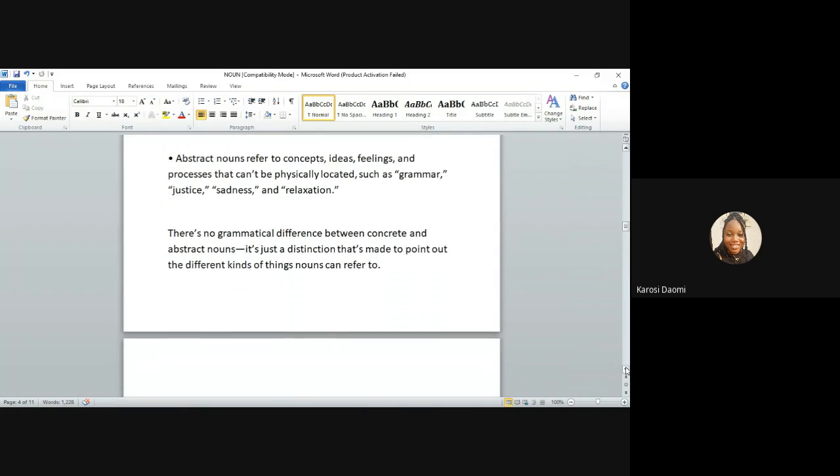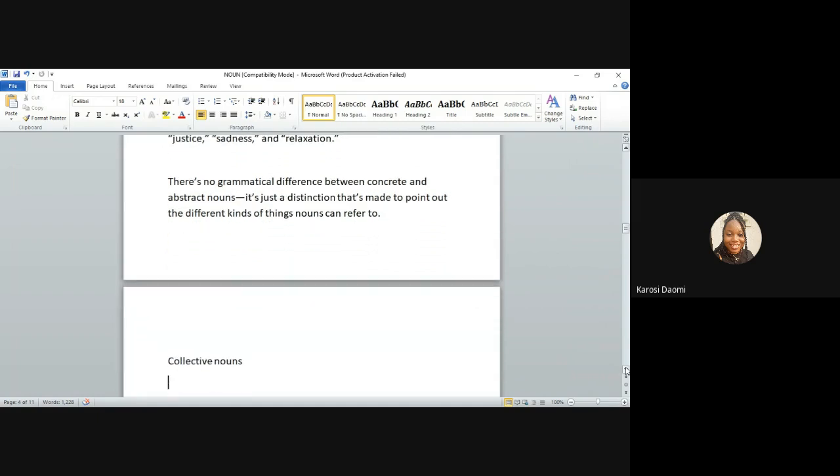Also, it's important to note that there's no grammatical difference between concrete and abstract nouns. It's just a distinction that's made to point out the different kinds of things that nouns can refer to.